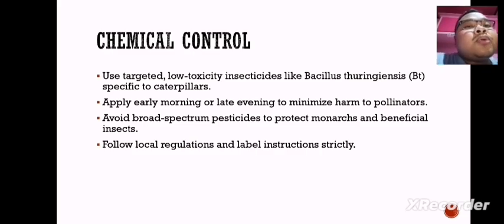For the chemical control, we can use targeted low toxicity insecticides like Bacillus thuringiensis, specific to caterpillars. Apply early morning, maaga, or late evening, paggabi na, to minimize harm to pollinators. So we need to protect pollinators. Avoid broad-spectrum pesticides to protect monarchs and beneficial insects. Follow local regulations and label instructions strictly.